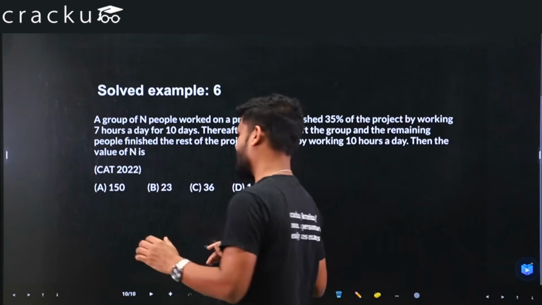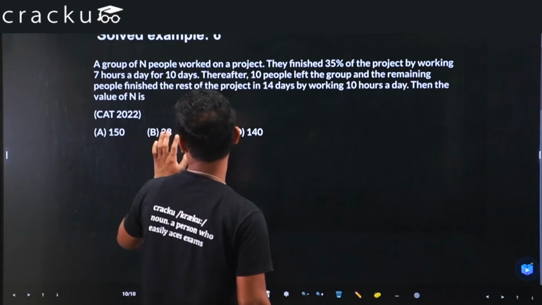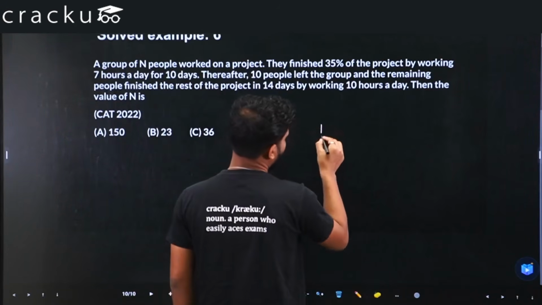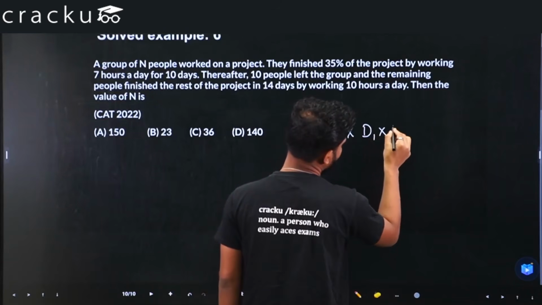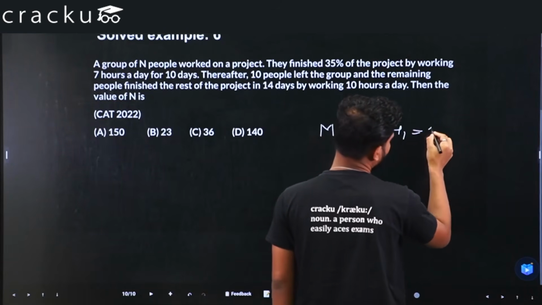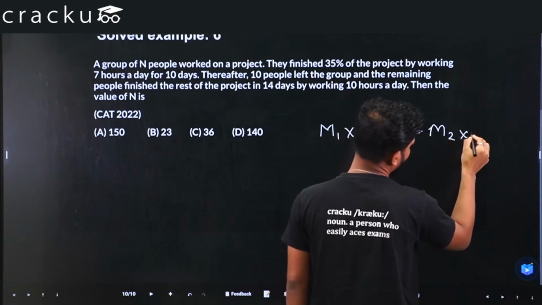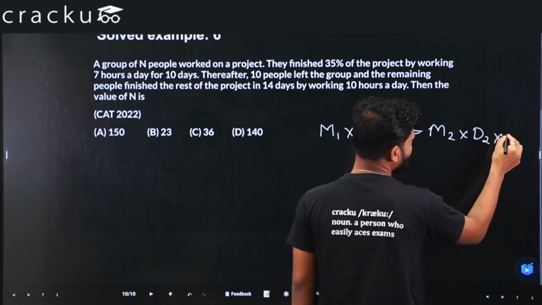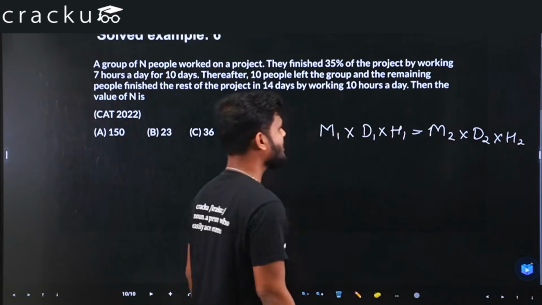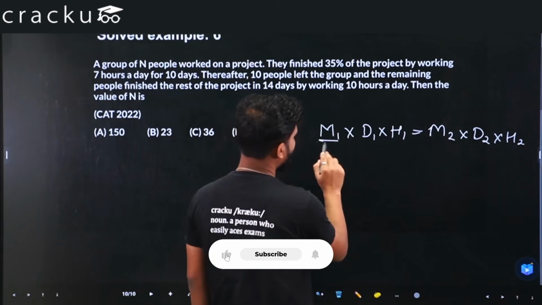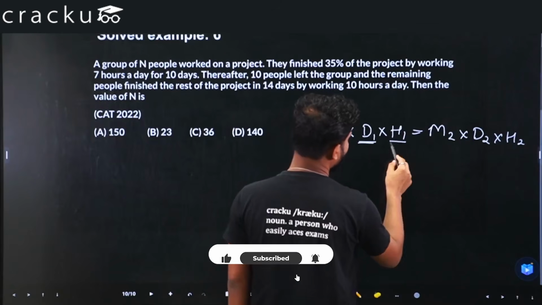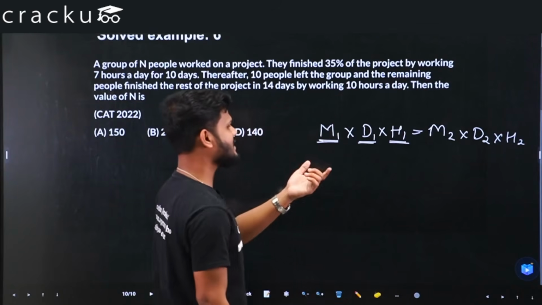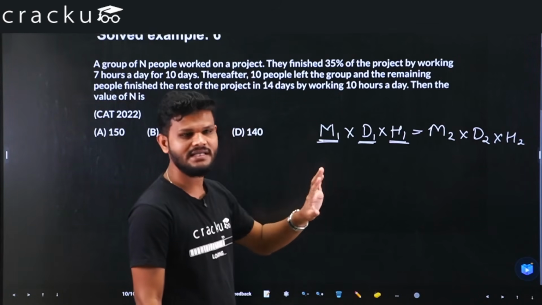Here you don't have to write the equation or anything. Just understand that M1 into D1 into H1 is equal to M2 into D2 into H2. This is the normal unitary method which we use. M1 is the efficiency of those people or the number of them, D1 is the number of days, H1 is the number of hours, is equal to some other one if the work is the same.